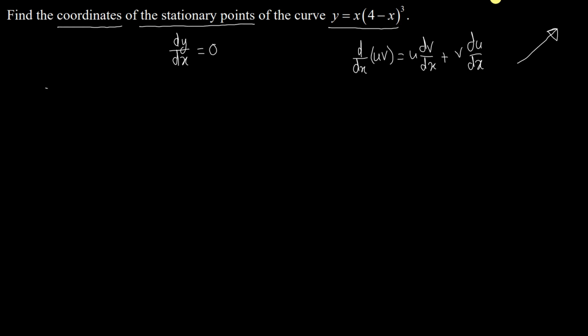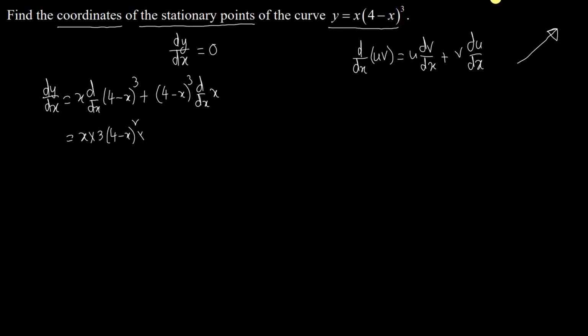If I write dy by dx, then it is x d by dx of (4 minus x) to the power 3, plus (4 minus x) to the power 3 d by dx of x. So x into 3 (4 minus x) to the power 2 into minus 1 as well.